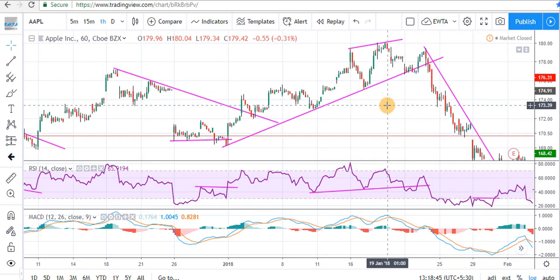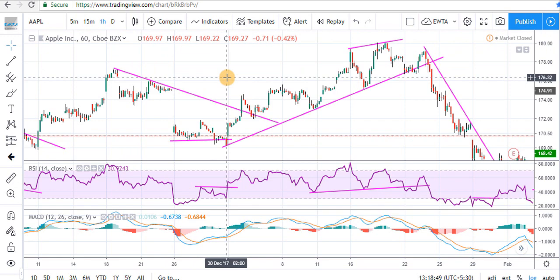So for positional trading, we will see the divergence on hourly time frame. For intraday trading, we will see the divergence on 5-minute time frame. For swing trading, we will see the divergence on 15-minute time frame.